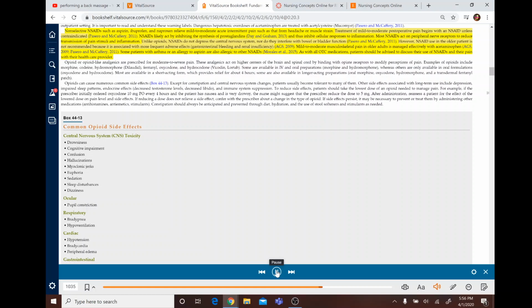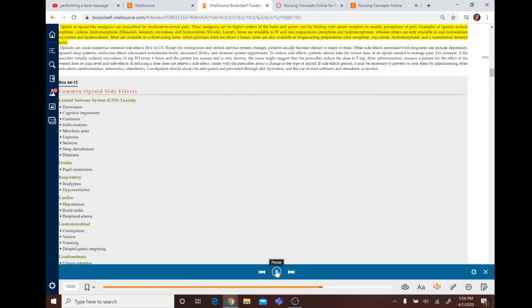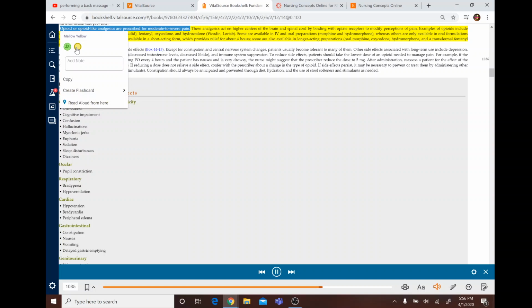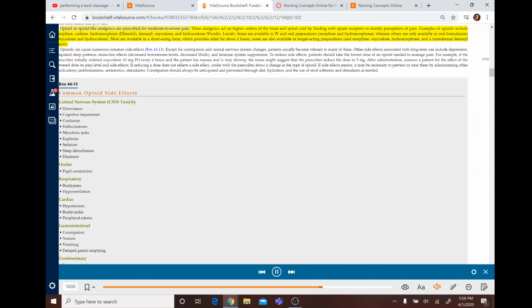Opioid or opioid-like analgesics are prescribed for moderate to severe pain. These analgesics act on higher centers of the brain and spinal cord by binding with opiate receptors to modify perceptions of pain. Examples of opioids include morphine, codeine, hydromorphone, Dilaudid, fentanyl, oxycodone, and hydrocodone, Vicodin, Lortab. Some are available in IV and oral preparations, morphine and hydromorphone, whereas others are only available in oral formulations, oxycodone and hydrocodone.